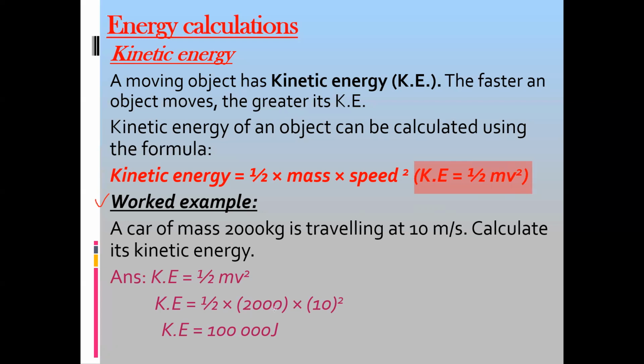So you have to learn this formula of kinetic energy, which is half mv square. But I advise you, instead of writing half mv square, better write 0.5 mv square, because some students get confused with this half, and they sometimes multiply this 2 with mass and velocity, so that leads to a wrong answer. It's better to write 0.5 mv square.